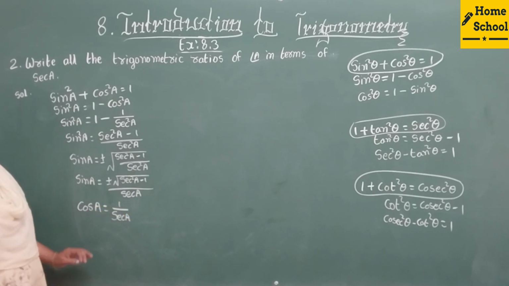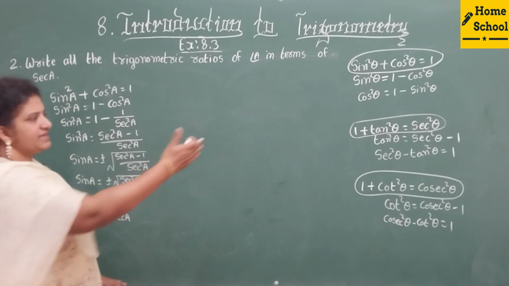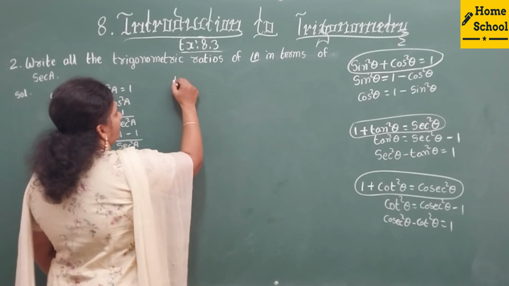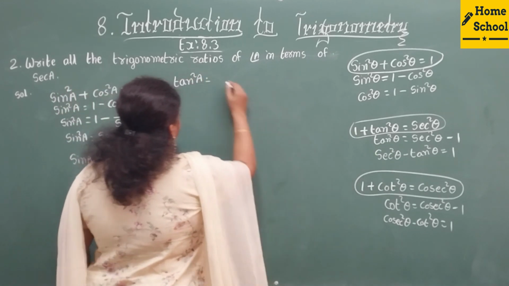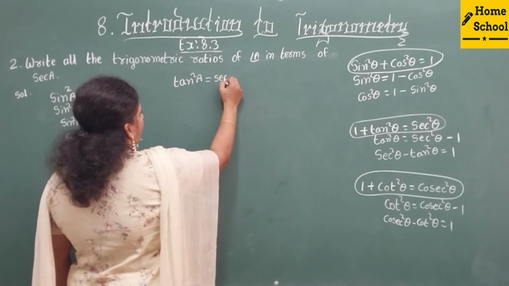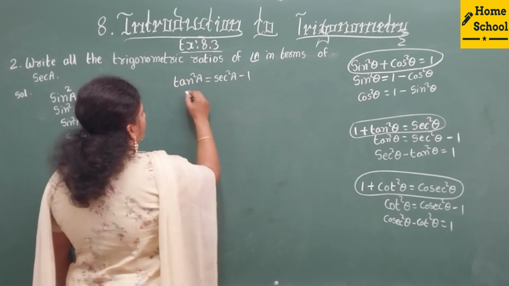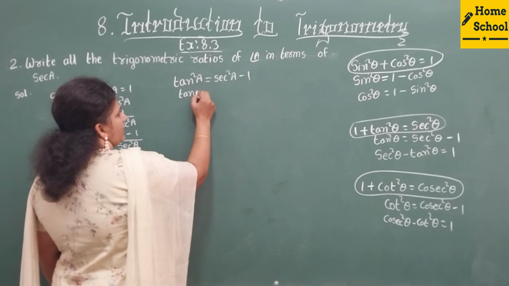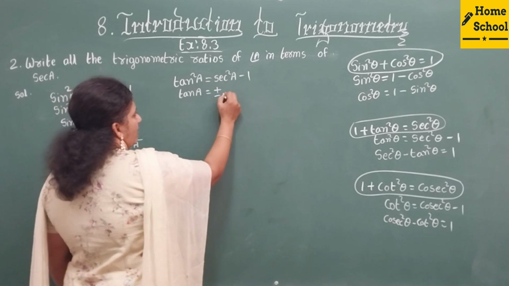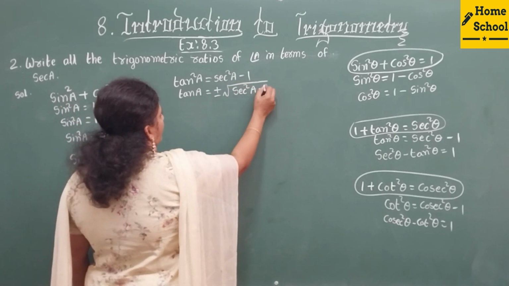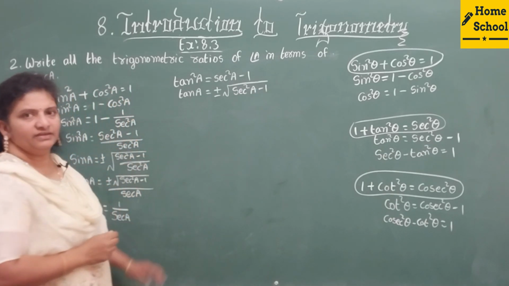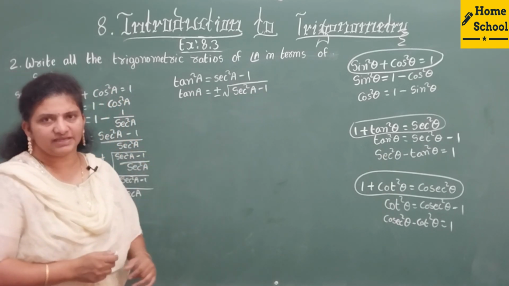Next coming to tan. Tan A, secant A direct relation you have. We know tan square A is equal to secant square A minus 1. Tan A is equal to plus or minus square root of secant square A minus 1. That's it. Tan A in terms of secant A.